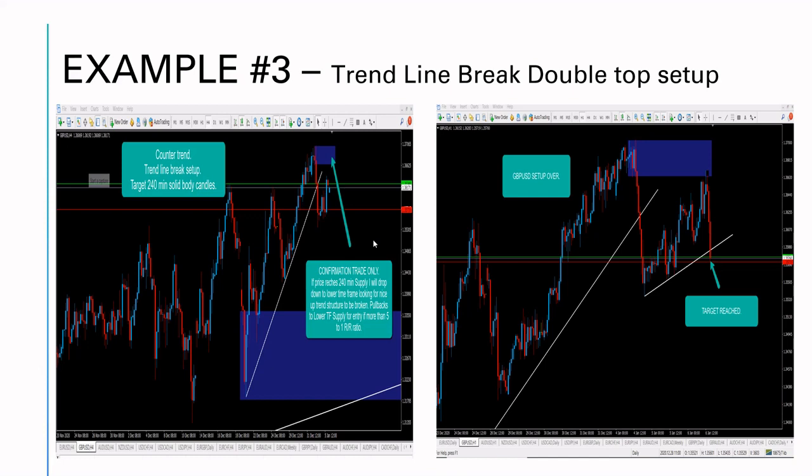I will drop down to lower time frame looking for nice uptrend structure to be broken and pullbacks to the lower time frame supply for entry if more than 5 to 1 risk reward. So providing from here, if I got the right structure, to here, I had a 5 to 1.